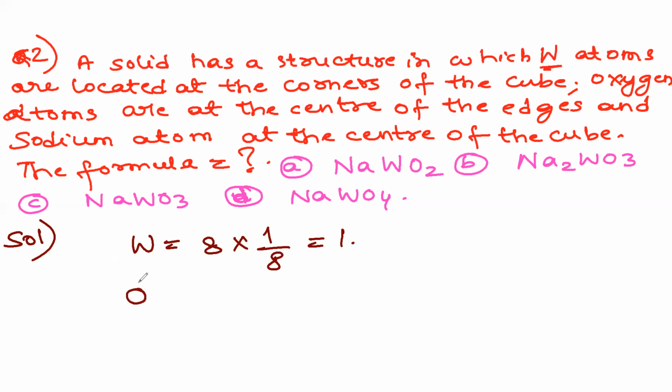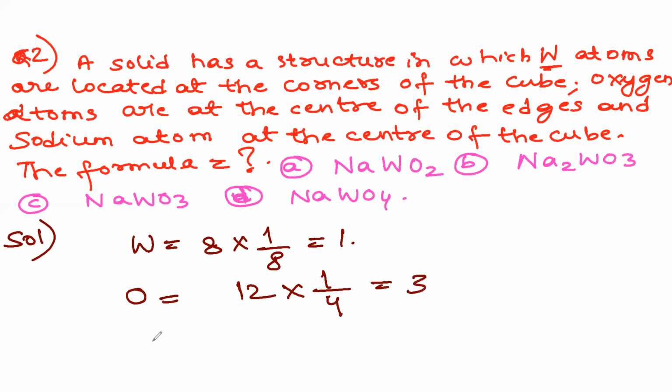And oxygen atoms are at the center of the edges. And already we know we have 12 edge centers in a cube, and at each edge center, 1 by 4th of atom is contributed. So 12 into 1 by 4, it is 3.